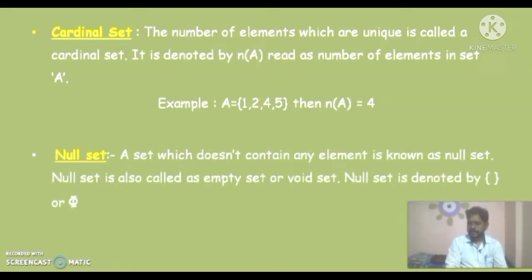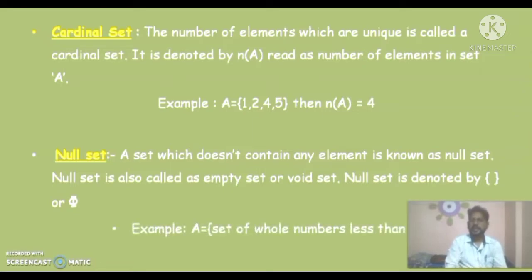Null set. The word null means 0. So a set which does not contain any element is known as a null set. A null set is also called an empty set or void set. It is denoted by the null set symbol or phi. It means there are no elements in the set. A set written without any elements is called a null set.